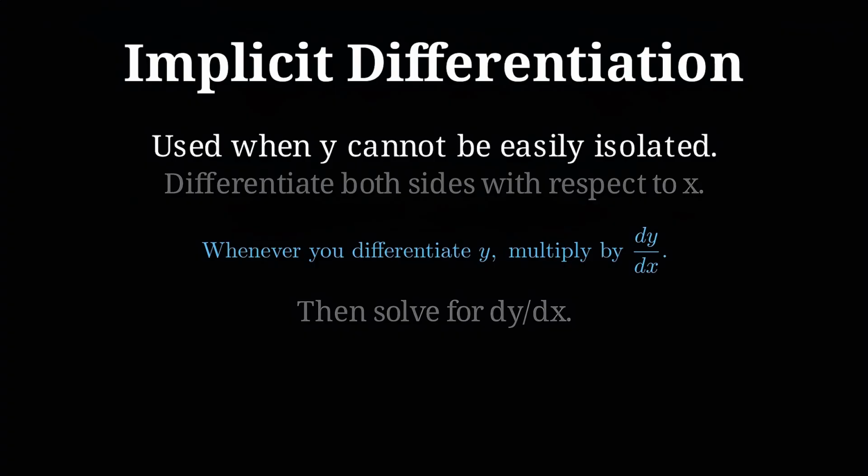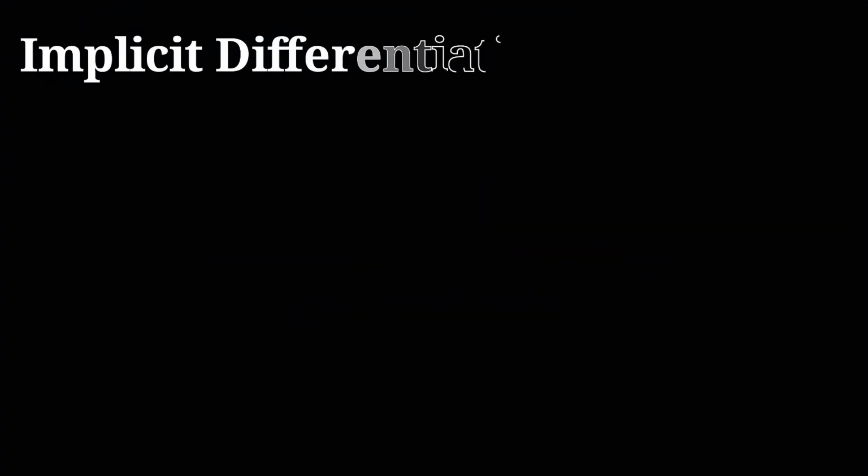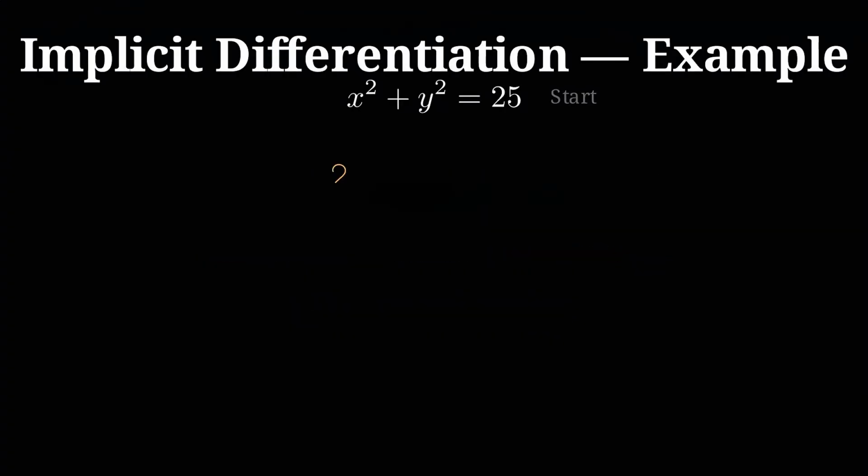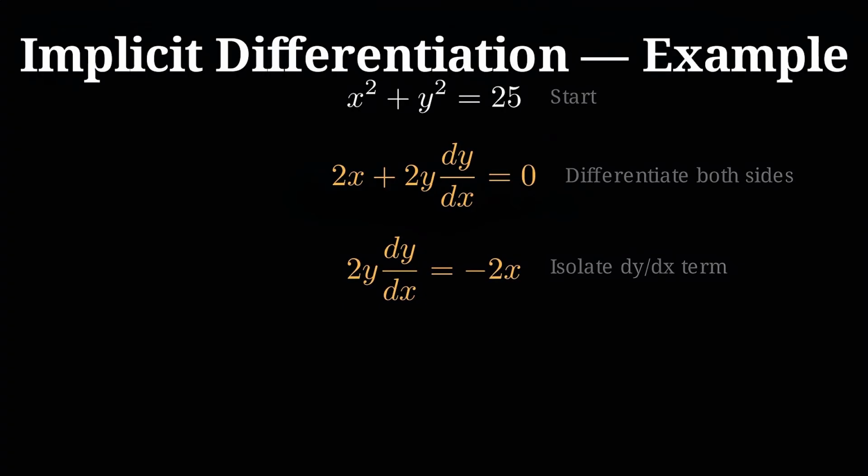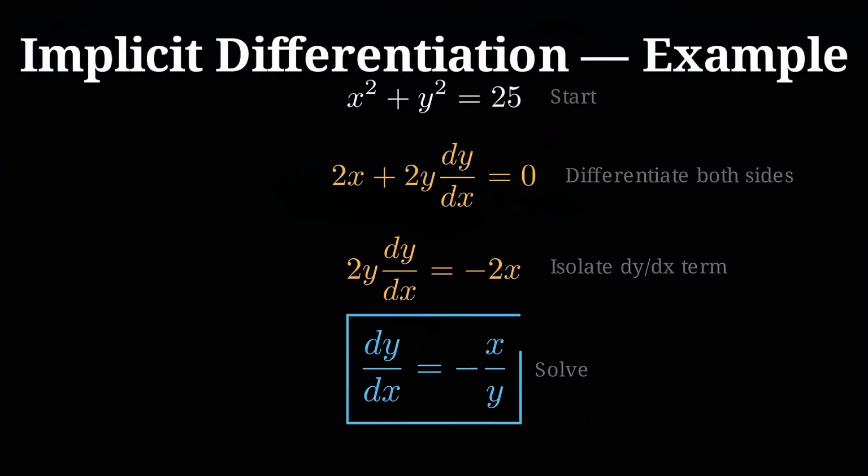Then collect those terms and solve for dy over dx. Let us differentiate x squared plus y squared equals 25, implicitly. Differentiate both sides with respect to x. Left side, 2x plus 2y times dy over dx. The second term gets dy over dx because of the chain rule on y. Right side, 0. Now isolate dy over dx.